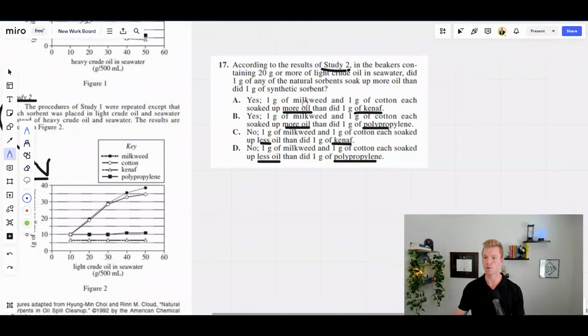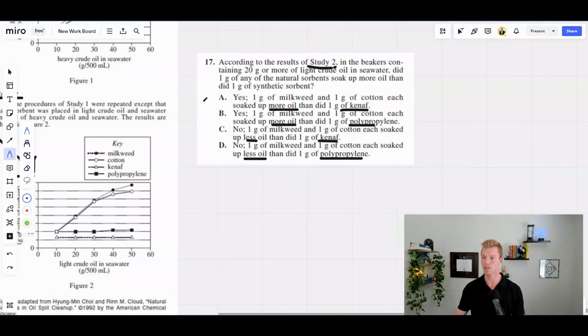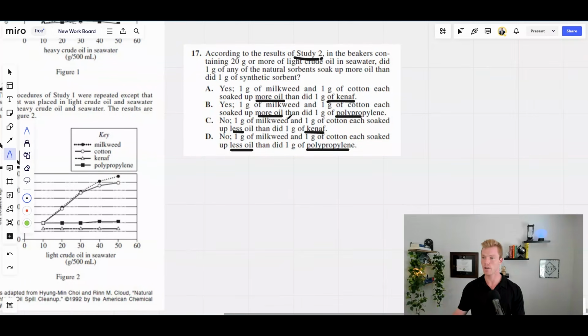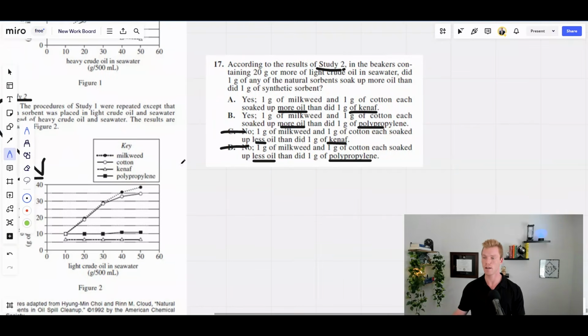Milkweed and cotton soaked up more oil. Okay, this is oil soaked up on the y-axis, so that's what we're looking for. So that's good. Soaked up more oil than poly. That's also good. And now we can say less oil than kanaf. Nope. Less oil than poly. No, that's not true. So again, we were able to cross off 2 answer choices here right off the bat.